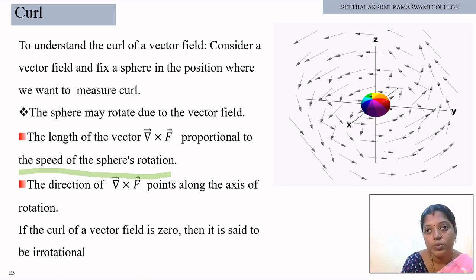So you need to place the object at the point where you want to measure. Suppose I want to measure curl at this point, then I'll place my sphere over here and measure how fast the sphere rotates. That is represented by the magnitude of del cross F, and the axis about which the sphere rotates is represented by the direction of del cross F. So del cross F is 0 when the field is irrotational.